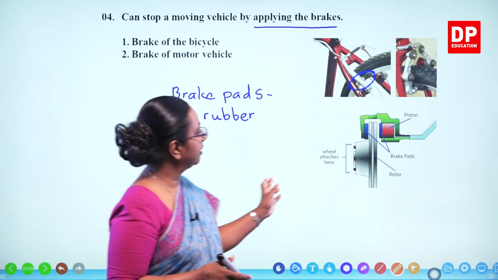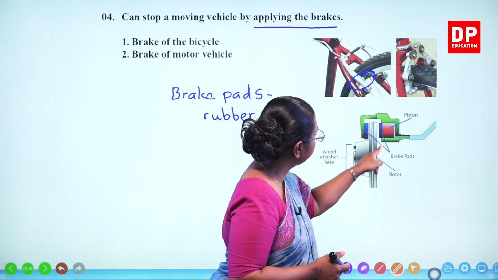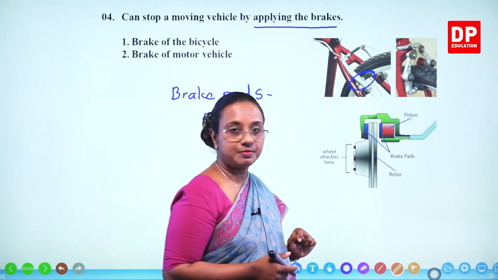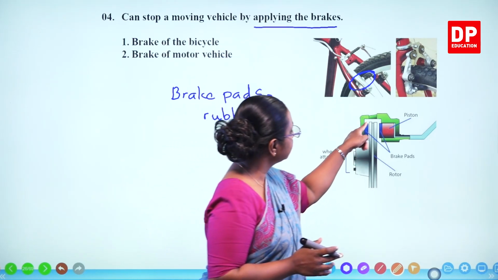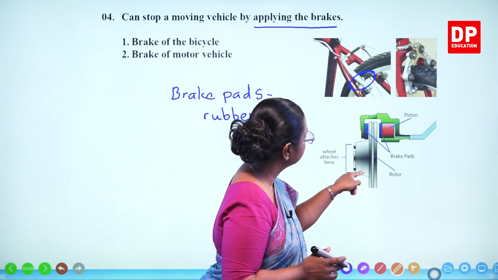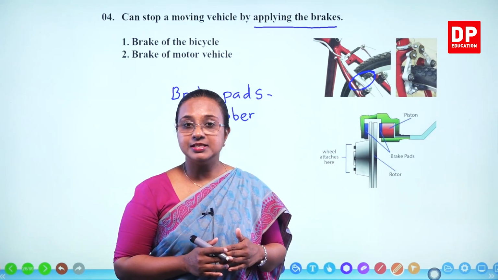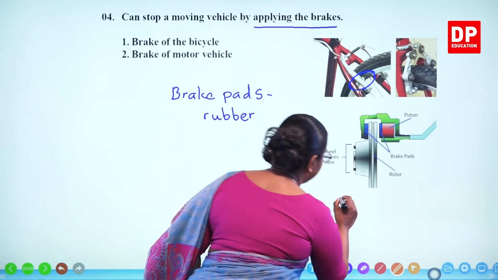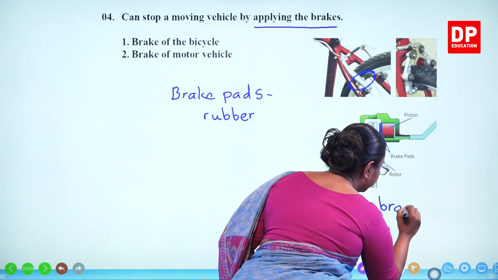The same way in motor cars, you can see these are the brake pads. The blue color parts are the brake pads. They are again rubber pads. And this is a disc, the silver color, the circular structure is a disc. And this is a disc brake system.